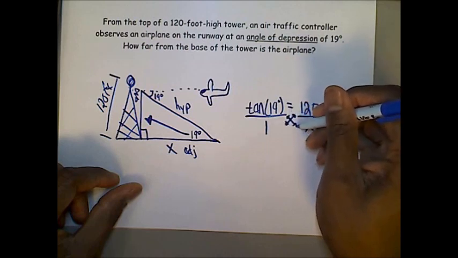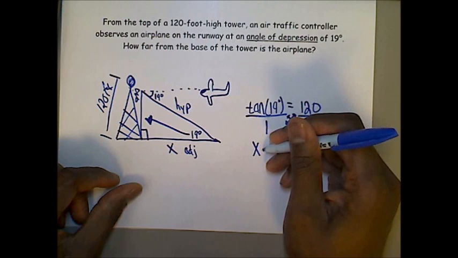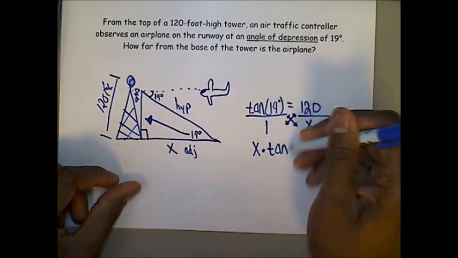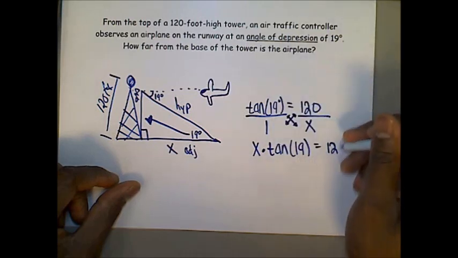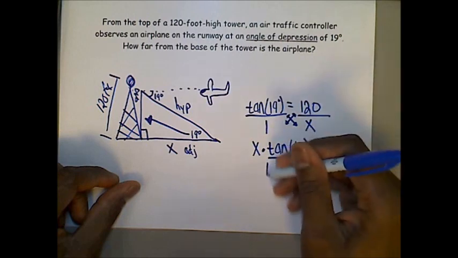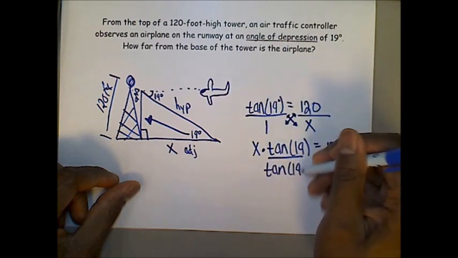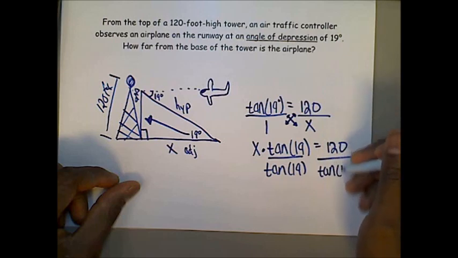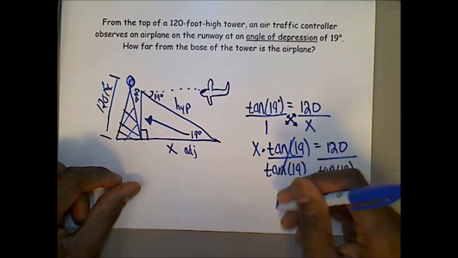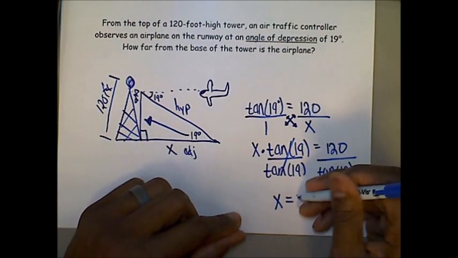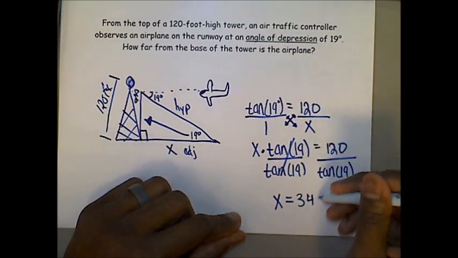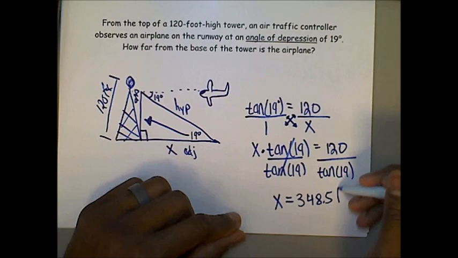So x times the tangent of 19 is equal to 120 times 1. Well, that's just 120. Divide both sides by the tangent of 19. These cancel out, and x is equal to, well, let's go ahead and break out the trusty calculator, 120 divided by the tangent of 19. And that is 348.5 feet.